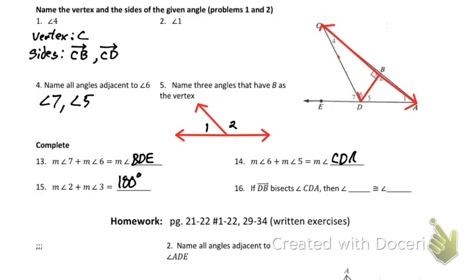Does that make sense? It can be 179? No. If it looks like a straight line, it is a straight line. Yep. I'm not going to trick you guys.